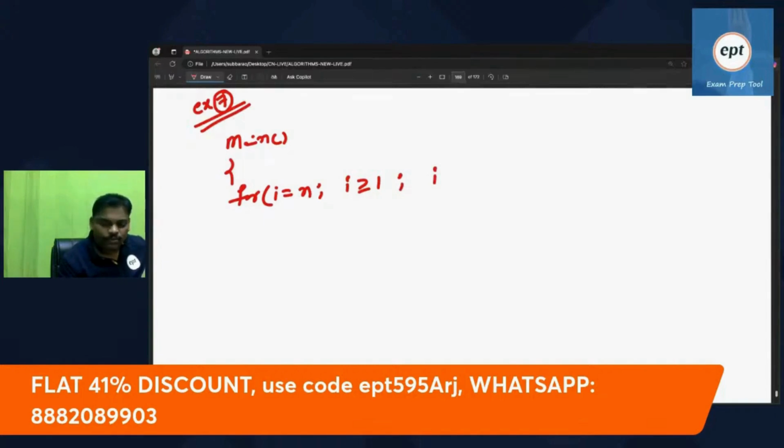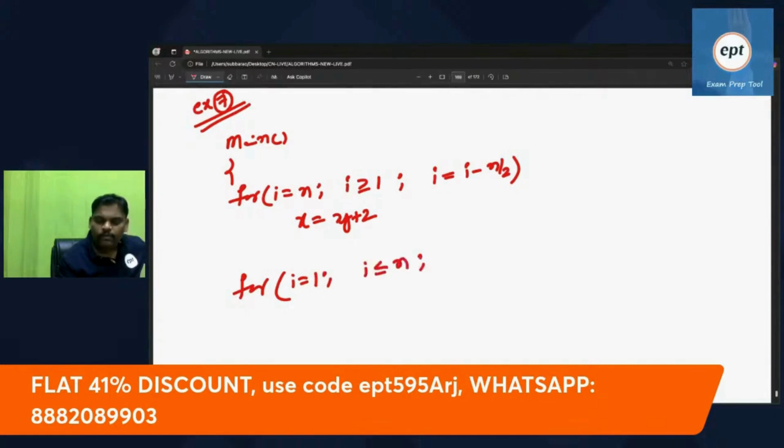Next, let me write now. I is equal to i minus n by 2. X is equal to y plus z. For i is equal to 1, otherwise let me write here, i is equal to 1, i less than or equal to n, i is equal to i plus n by 4. X is equal to y plus z.